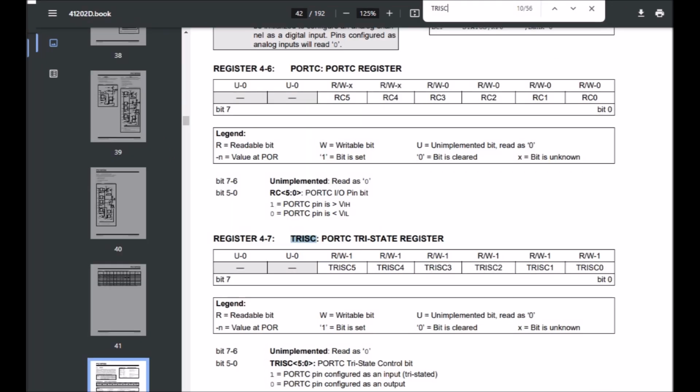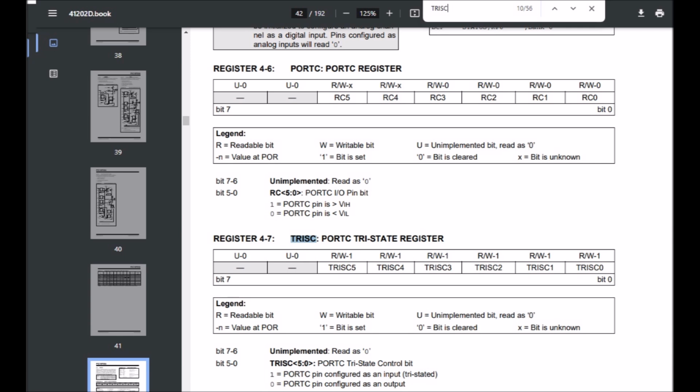Control registers. The TRISC register configures each pin as an input, 1, or output, 0. The PORTC register reads the current state of the pins if configured as input, or sets the state of the pins if configured as output.